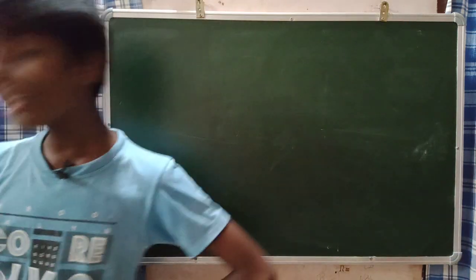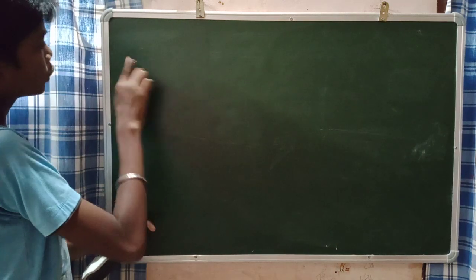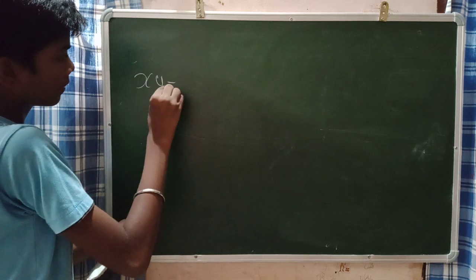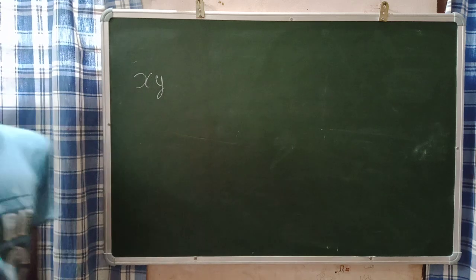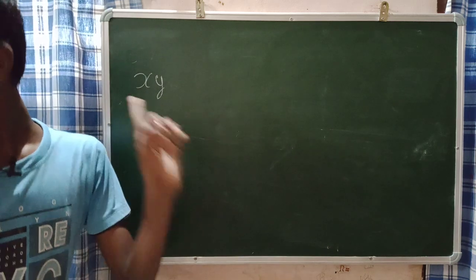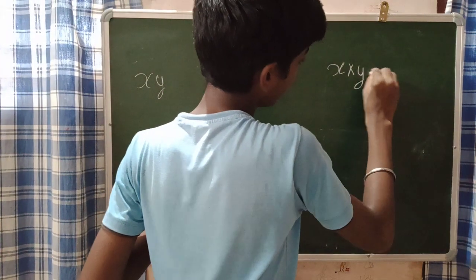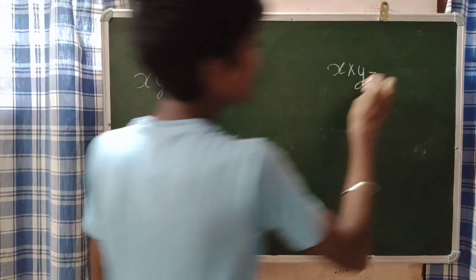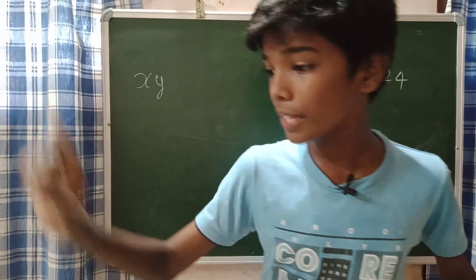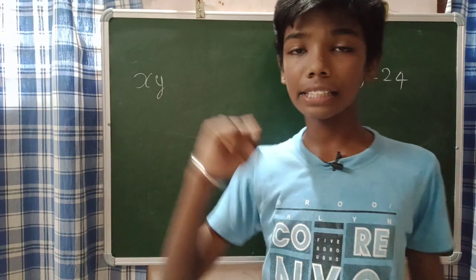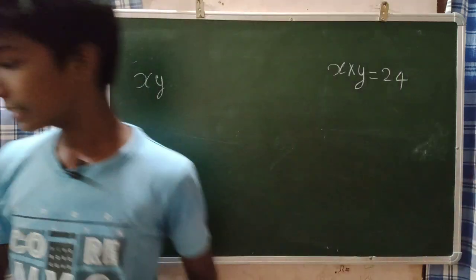So let me say that xy is that number. Now they are saying the product of its digits is 24. That means x into y is 24. xy is that number and x into y is equal to 24, and also they are saying if 18 is subtracted from the number, the digits interchange their places. Very important.